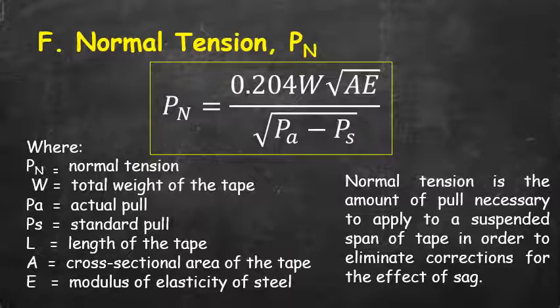Normal tension is the amount of pull necessary to apply to a suspended tape span in order to eliminate the correction for the effect of sag. So, what tension do we need to apply to eliminate the sag of the tape? Okay?